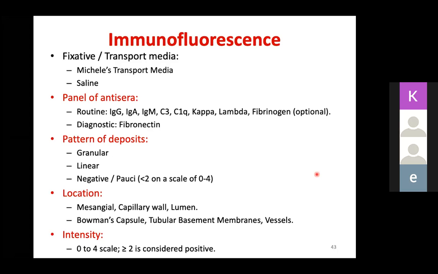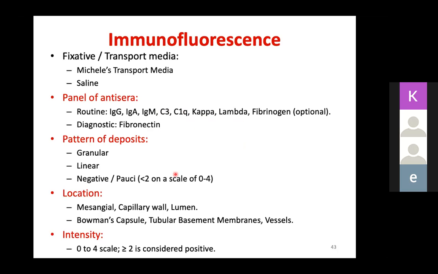So we've seen that different patterns have different etiologies. To come to those etiologies, we take help of immunofluorescence. In immunofluorescence, I already mentioned, we use transport media, that is Michel's, and a routine panel comprising 3 immunoglobulins, G, A, M, 2 complements, C3 and C1q, both the light chains, kappa and lambda, and fibrinogen if you want to pick up a necrosis, though on morphology also you can do that.